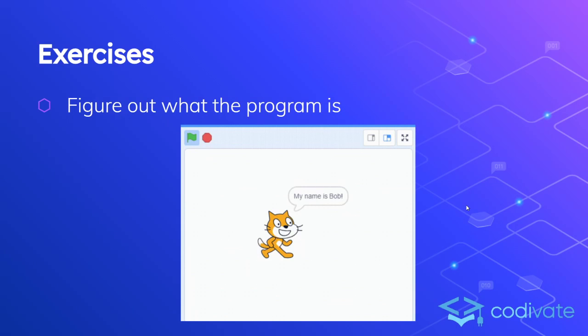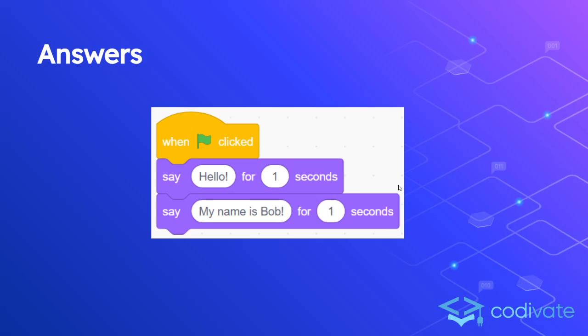This one. So, there are 2 speech blocks here because the speech changes. And then nothing else happens. So, it's just 2 speech blocks. That's it.